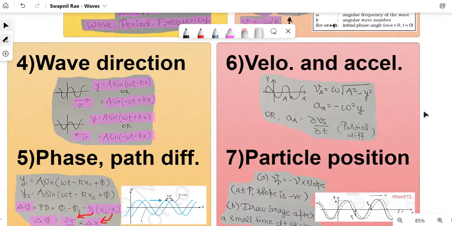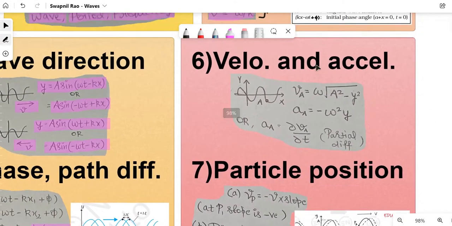The next part would be velocity and acceleration of a particle in a wave. Let's say I've taken this particle A. If you want to know its velocity, then obviously in a wave, every particle follows SHM. You can watch my previous lecture on simple harmonic motion. The velocity of that point which follows SHM will be omega times the square root of (a squared minus y squared), and acceleration would be minus omega squared y. Both of these are SHM formulae, but this is for a particle. The particle's name is A.